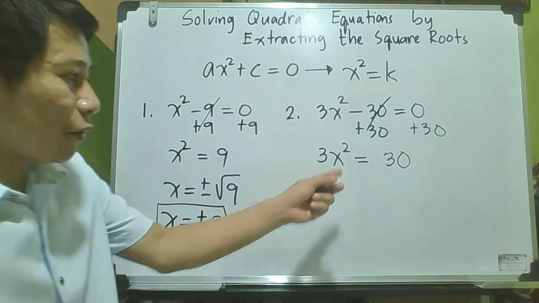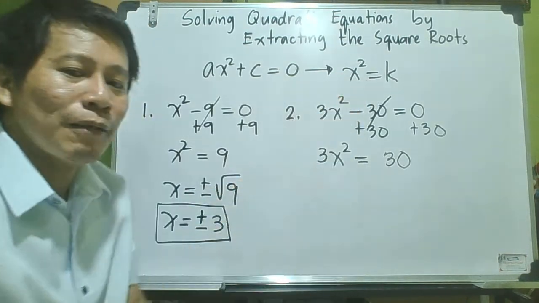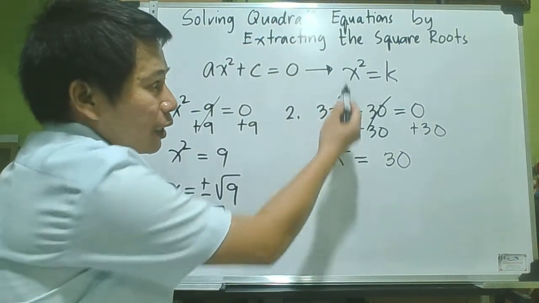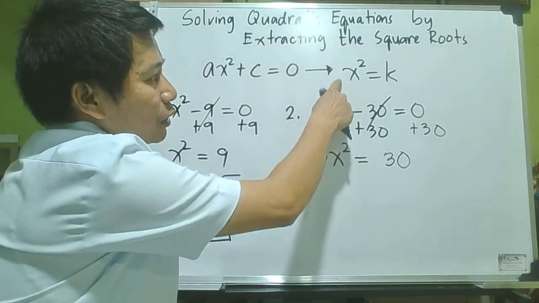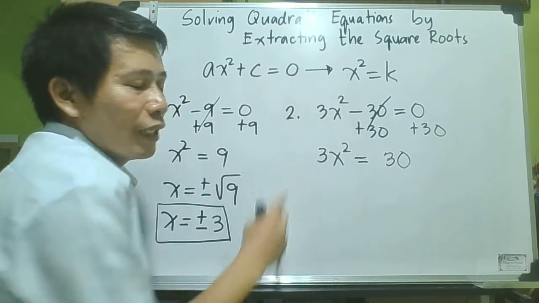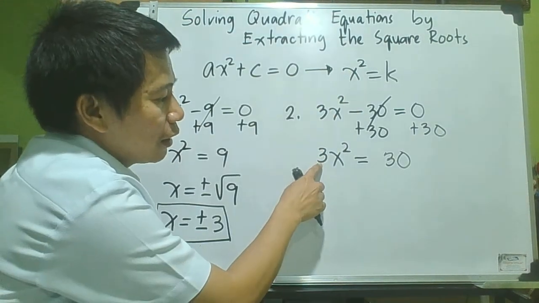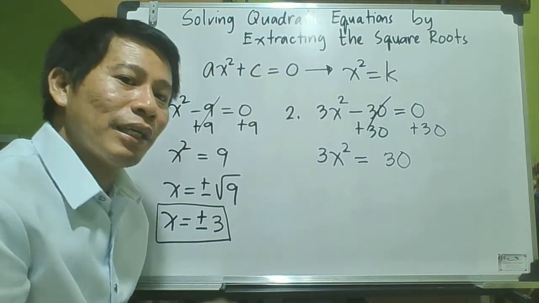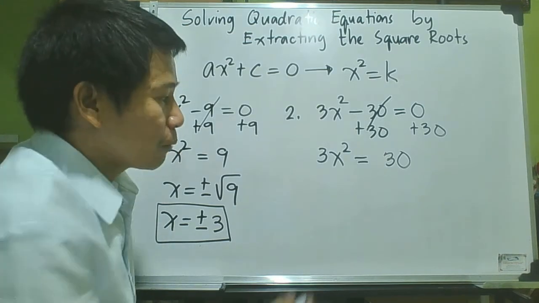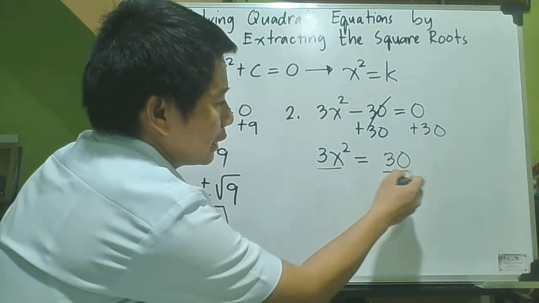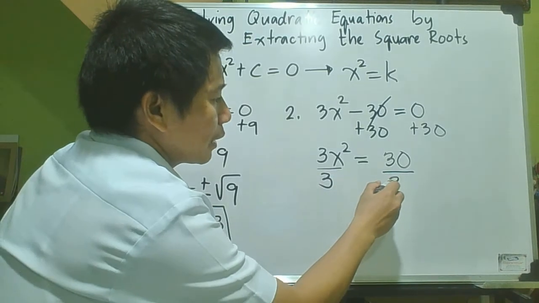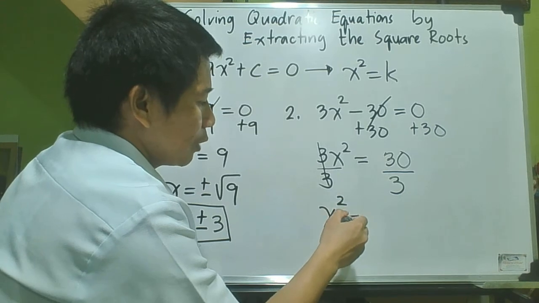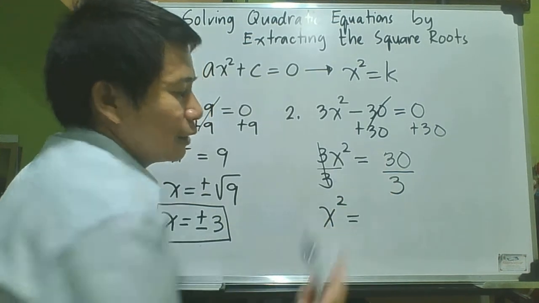Now, is it already in the form x squared equals k? Not yet. Remember, in the form x squared equals k, the coefficient of x squared must be 1. So, we need to eliminate first this coefficient 3. And that is by applying the division property of equality. So, we will just divide both sides by 3. So, this will be cancelled. So, x squared is equal to 30 divided by 3.